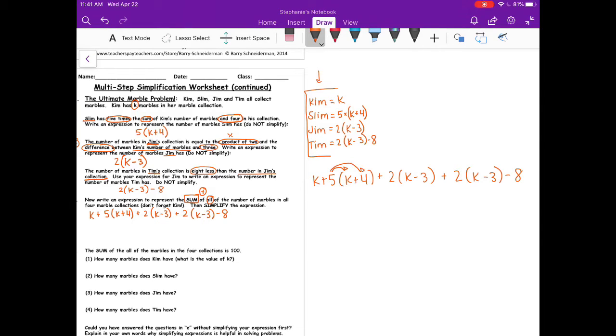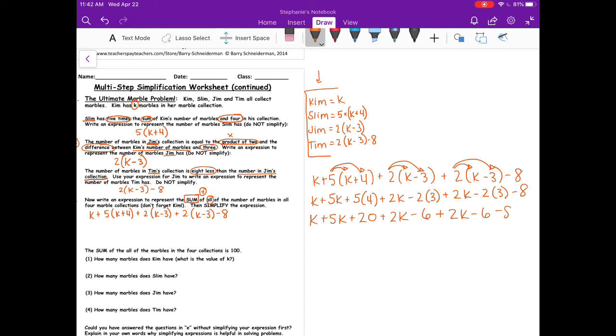Okay, first thing is I'm going to distribute my 5 to K and 4, 2 to K and 3, and 2 to K and 3 again. As we've done in our other problems, I'm going to keep rewriting my problem every time I do a new step to make sure that I don't miss anything. This also helps us to be able to see if we make any mistakes along the way. Then we know exactly where we're having trouble, and we can go ahead and fix our mistake without having to do it all over again. So each time I simplify another part of the problem.